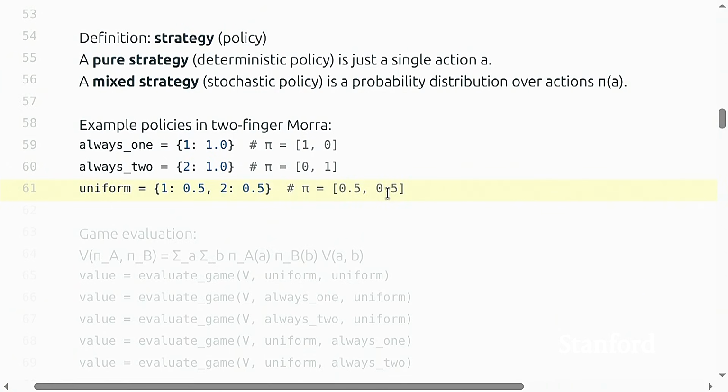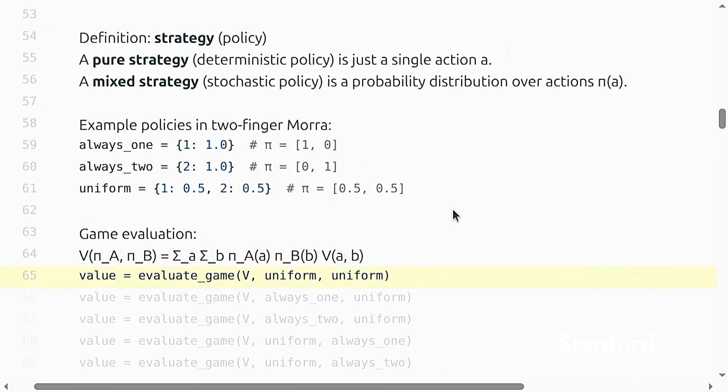Okay, so I've defined the payoff matrix and the policies, and now I can define the value of the game, which combines them. In math, the value of the game, according to two mixed strategies, pi A and pi B, is: I'm going to consider every pair of actions, A and B, the probability of A playing this action and B playing this action, notice that they're independent, times the payoff matrix value of action A and B.